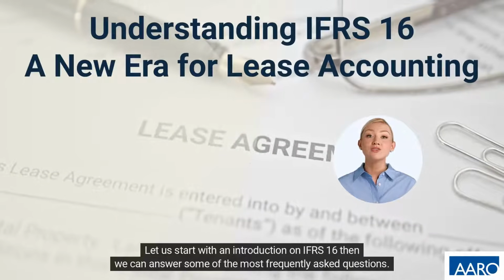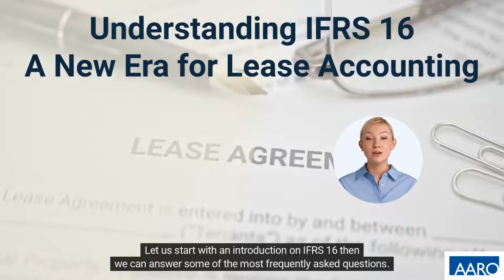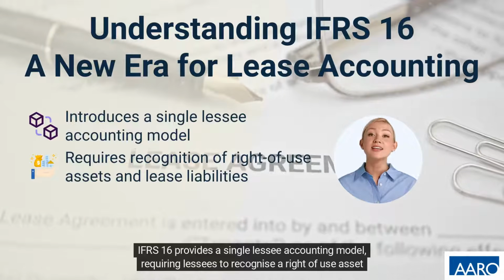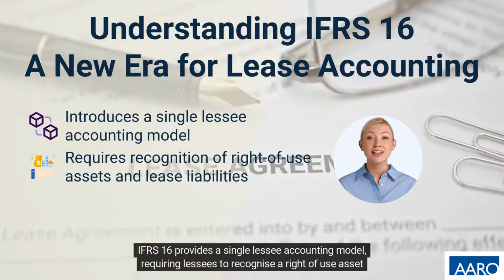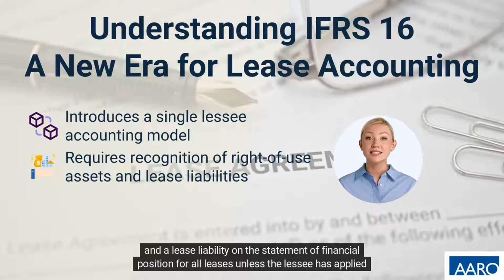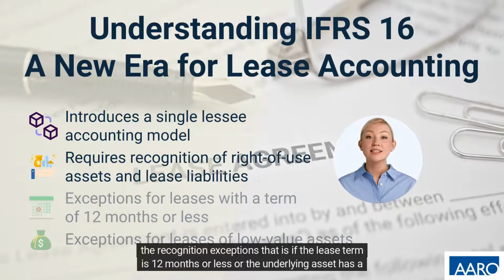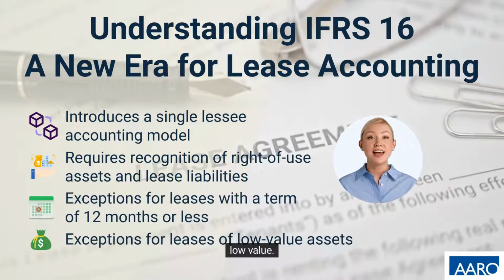Let us start with an introduction on IFRS 16. Then we can answer some of the most frequently asked questions. IFRS 16 provides a single lessee accounting model requiring lessees to recognize a right of use asset and a lease liability on the statement of financial position for all leases unless the lessee has applied the recognition exceptions. That is, if the lease term is 12 months or less, or the underlying asset has a low value.